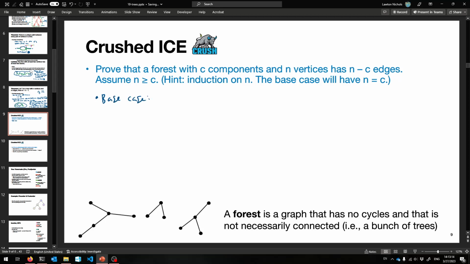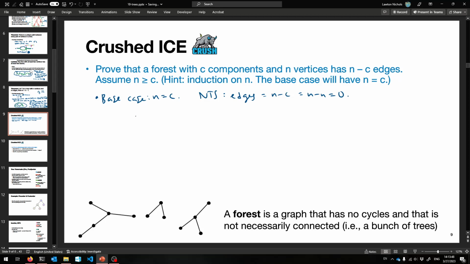Every forest with C components and n vertices has n minus C edges exactly. So the base case is if n is equal to C. What we need to show is, if you have C components and n vertices and they're equal to each other, then we need to show that the number of edges is equal to n minus C. And if they're equal, that's equal to n minus n, which is equal to 0. We need to show that there are no edges at all. Can't have any edges.